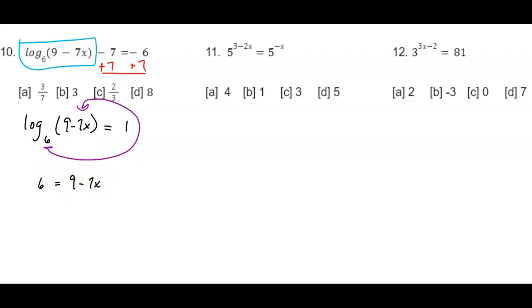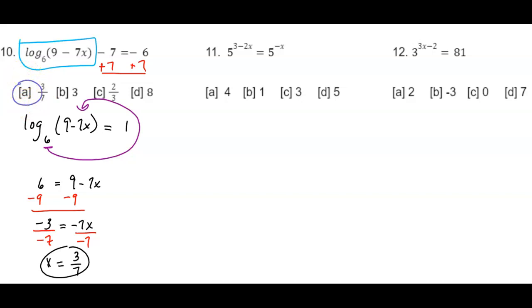All right, and I'm going to subtract 9 from both sides. You don't want to move the 6 because then you have nothing left on that side. Gives me negative 3 equals negative 7x. And then when I divide by negative 7, those negatives are going to cancel and become positive. So x is equal to 3 over 7, which is A.